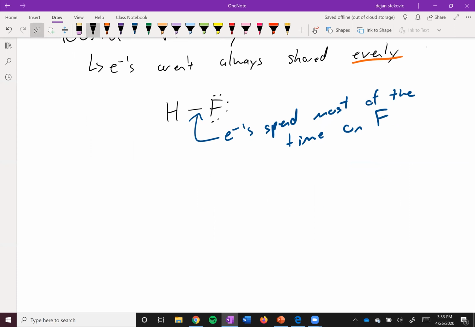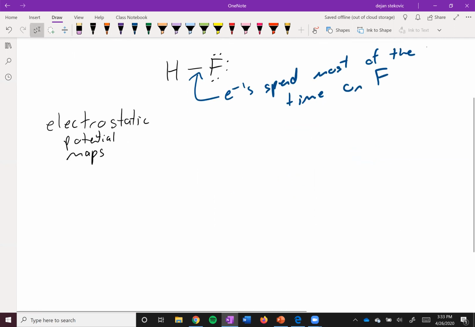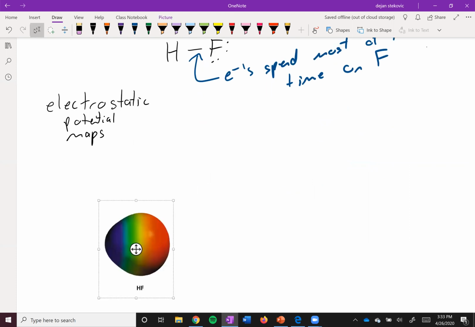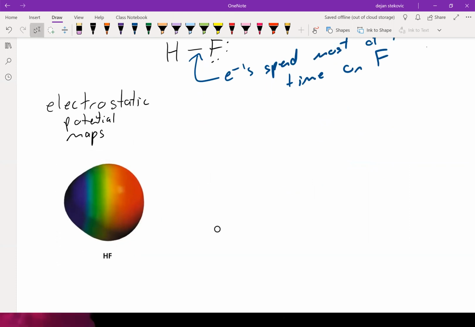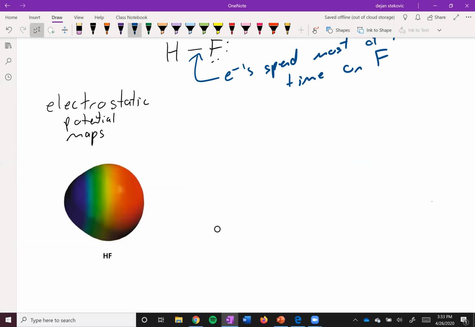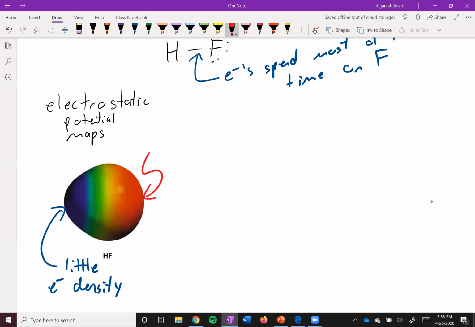And so this is shown through what are known as electrostatic potential maps. And so here's kind of an image of that. And so you can see HF here. This blue region means little electron density, so the electron doesn't spend a lot of time here. And then this red region is a lot of electron density, so the electron spends a lot of time there.